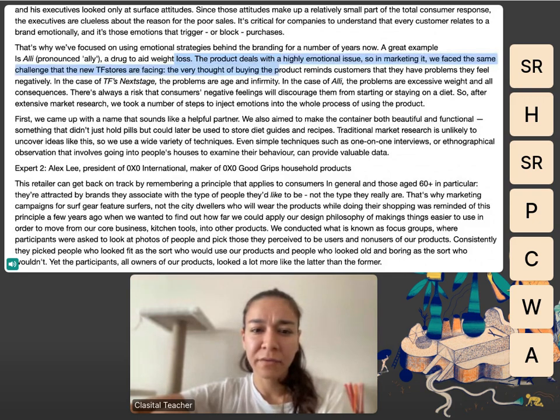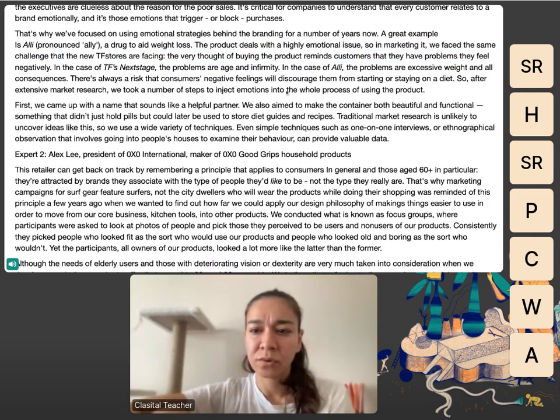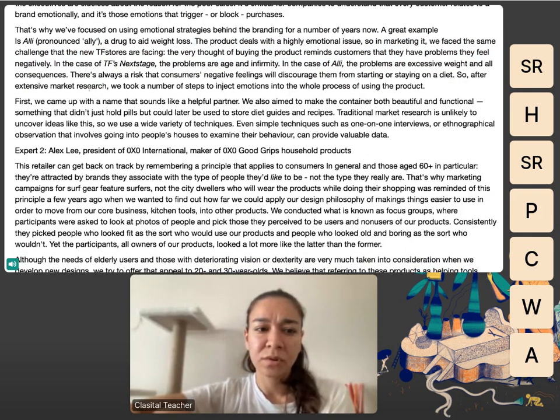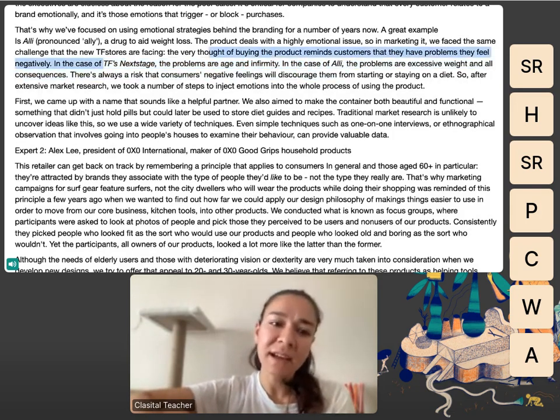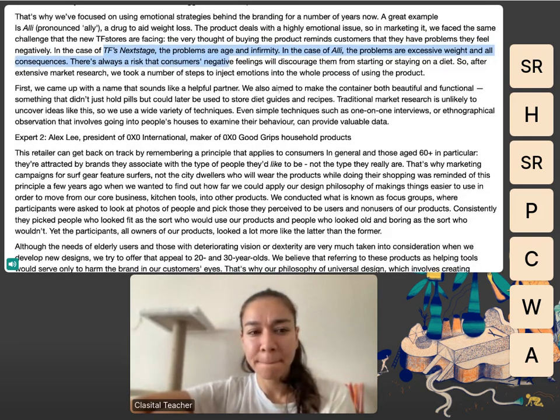Marketing, very thought of buying negatively. Age and infirmity, no. It's just giving an example. In the next stage, the problem was this. In Ally, the problem was that. There's always a risk. Extensive market research.